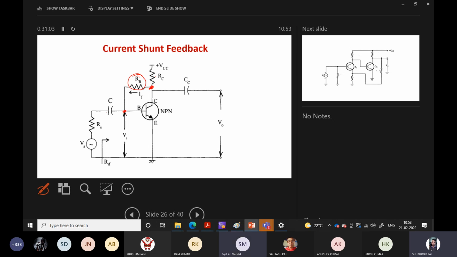So what does it indicate? From the output, a part of the output current is flowing to this base resistor, and another part of the input current is also taking this path. So this is what the current shunt feedback type is.